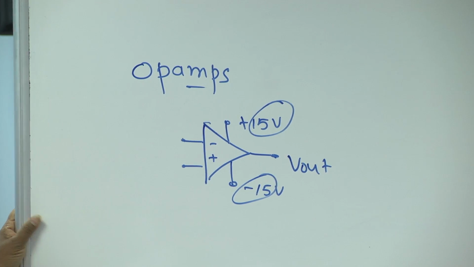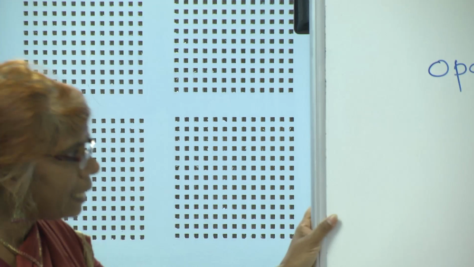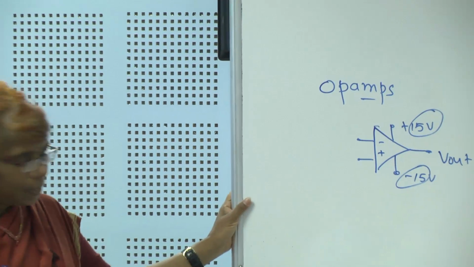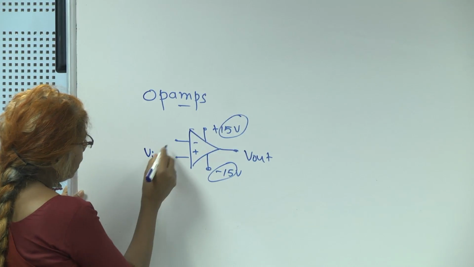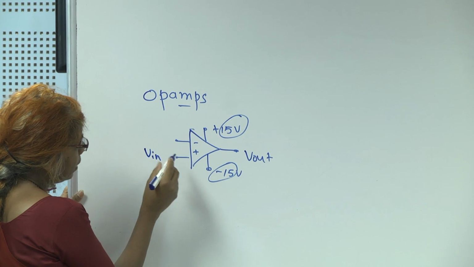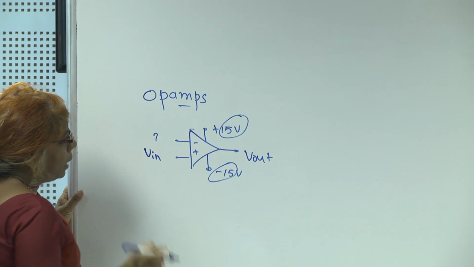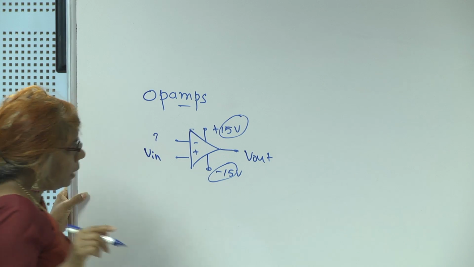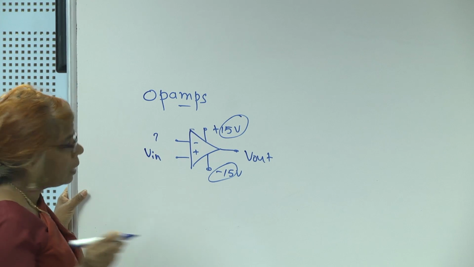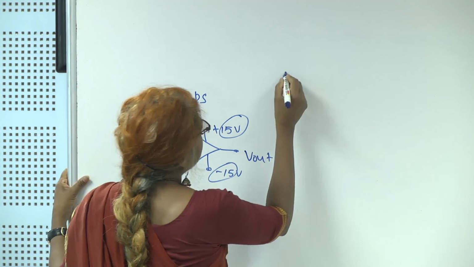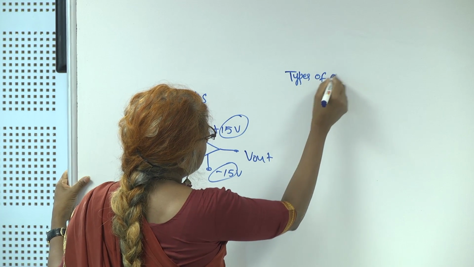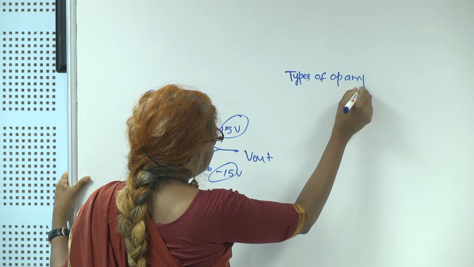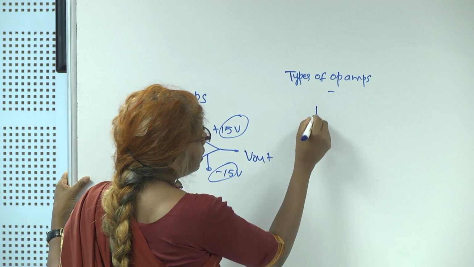That is why it is an active device, correct? Resistor is a passive device, capacitor is a passive device. It is an active device, you have to put energy into it. So Vn, and you can ground that, you can do many things. This can be anything. So there are majorly a few types of op-amps. Can someone list them? What are the types of op-amps? Inverting, correct?